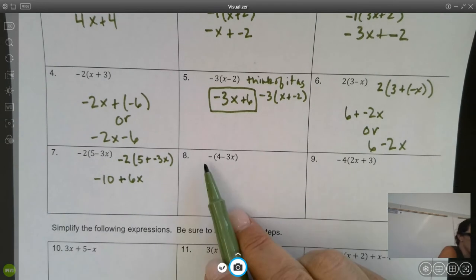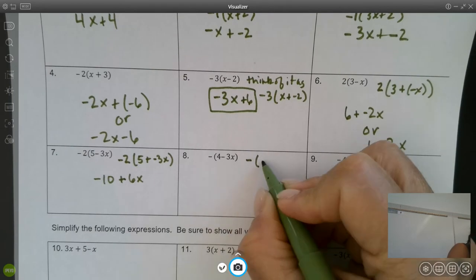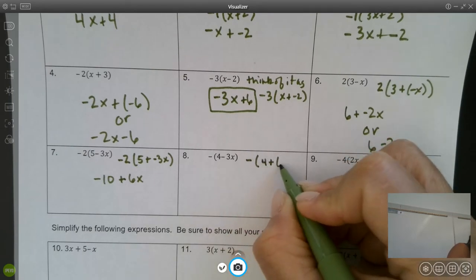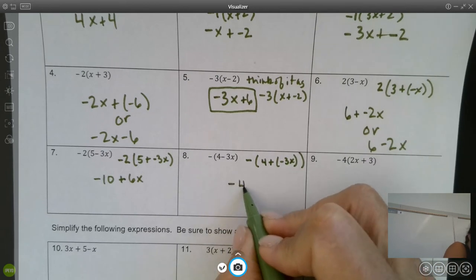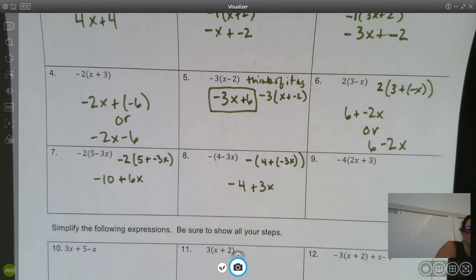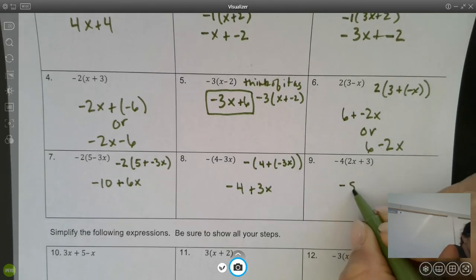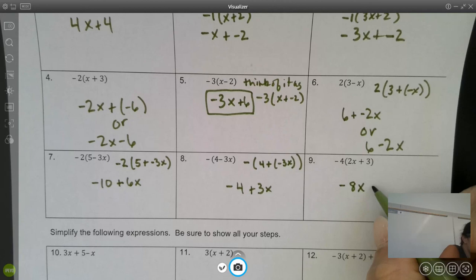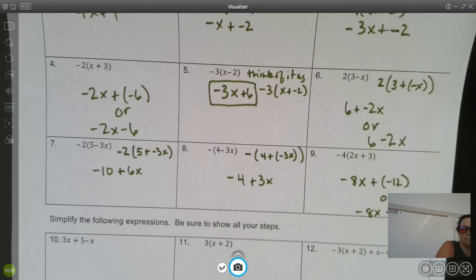Okay, this is the opposite, or a negative 1 into that. You might want to think of that as 4 plus negative 3x. So that would be a negative 4 plus 3x. And then this guy, this would be a negative 8x plus a negative 12, or negative 8x minus 12. Let me scooch that up.